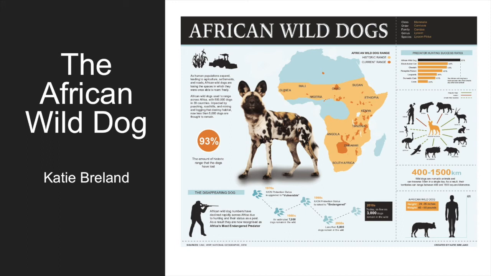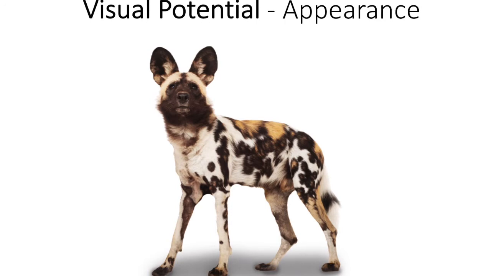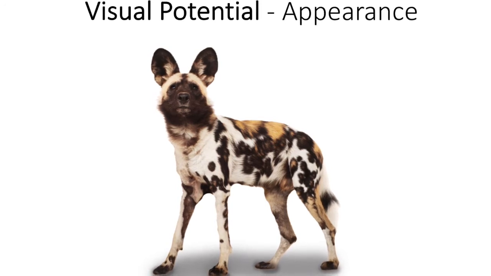My name is Katie Breland and I will be presenting on my African Wild Dogs infographic. Part 1. Visual Potential. The visual potential of appearance refers to the potential to communicate how something looks using imagery.